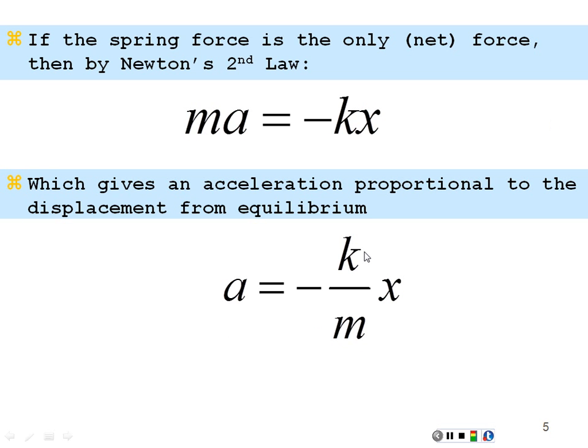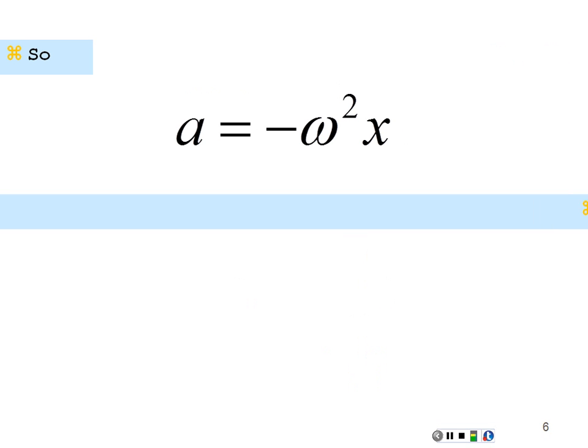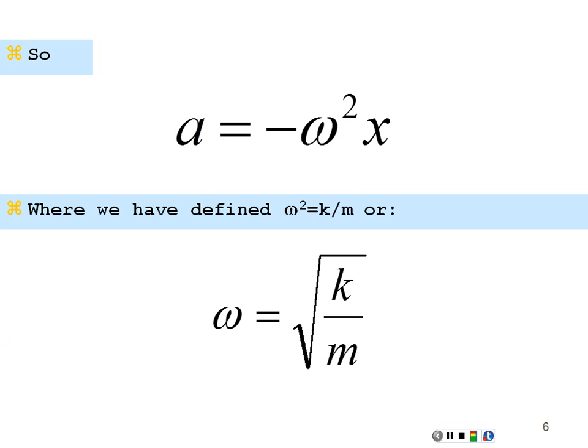I'm just going to call this k divided by m omega squared. Why? We'll see in a moment. But for now, I'm just going to call it omega squared. Omega being this w-looking Greek symbol. So acceleration is equal to negative omega squared times x. And we have defined omega squared to be equal to k divided by m. So omega is equal to the square root of k divided by m for a mass spring system.